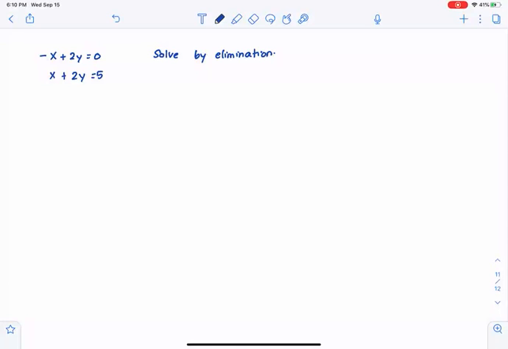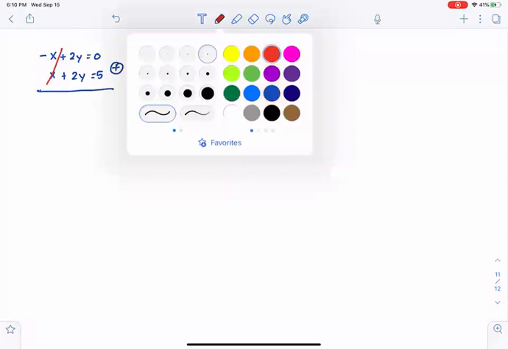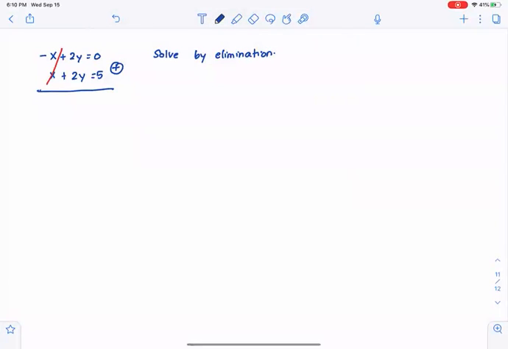So here, x is easy to eliminate because one has a positive sign and the other negative. So I'm going to add the two equations. Negative x, positive x would go away. 2y plus 2y is 4y, and 0 plus 5 is 5. Divide by 4 on both sides. y would be equal to 5 over 4.